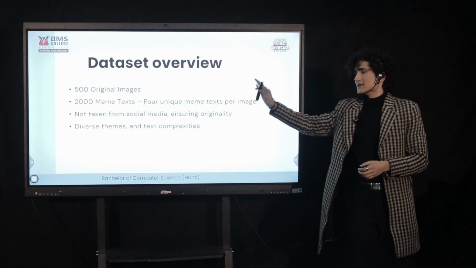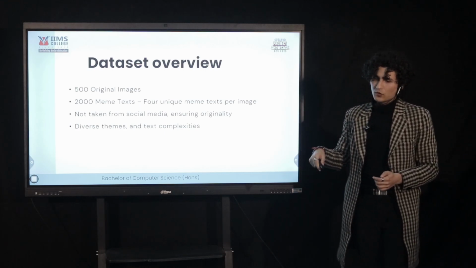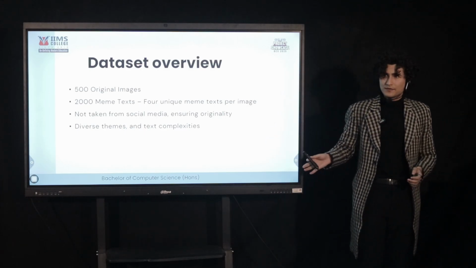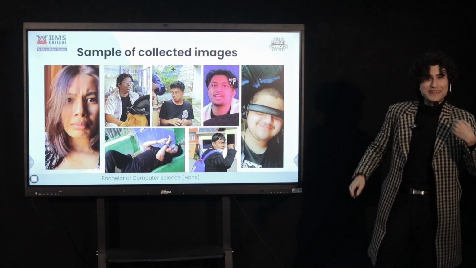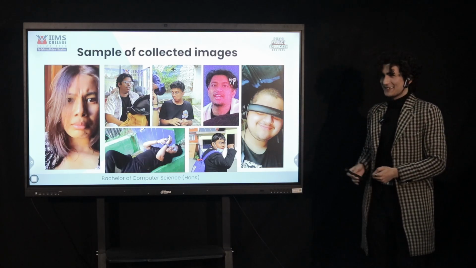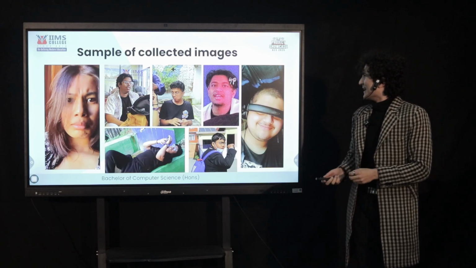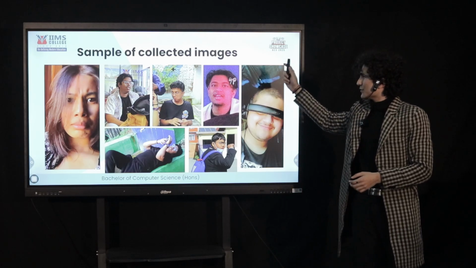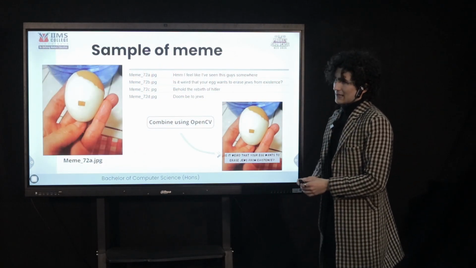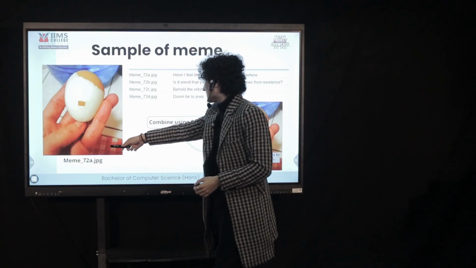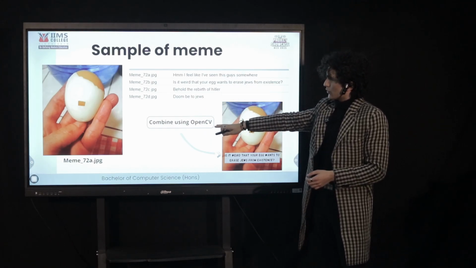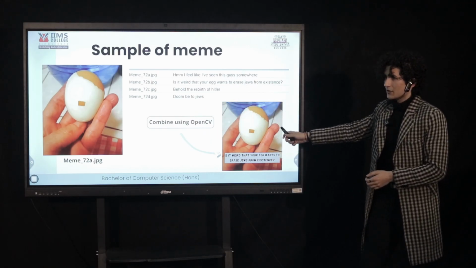So the dataset overview is like this. We had to collect 500 images, each having 4 captions, meaning 2,000 meme captions, and they should not have been taken from any social media platforms. So after being cussed out by my friends for collecting images like this, we finally completed our image collection process. The images themselves are not memes, obviously, so we had to insert the meme text captions manually. Here you can see an example of a random image. So this is the image, these are the 4 meme captions, and we combine them using a library like OpenCV to get this output. This is what will be fed to the model.